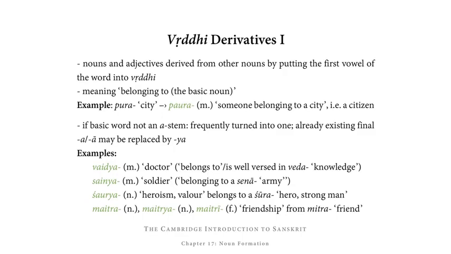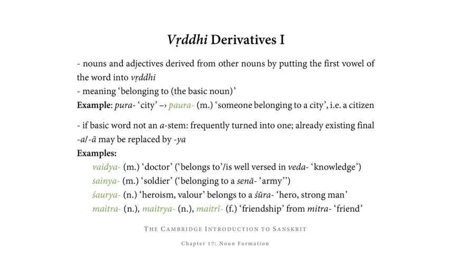On the basis of mitra, meaning friend, we actually get a number of nouns that all mean friendship, that which has to do with friends, and those would be maitra, maitriya, and maitri. What these have in common is that all of them have the first vowel in vritti. What happened to the end of the word is different. In the case of maitra, nothing has changed. In the case of maitriya, the a has been replaced by ya. And in the case of maitri, the a has been replaced by a long i.